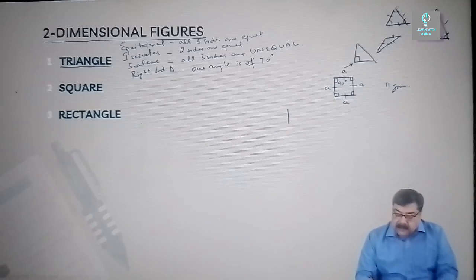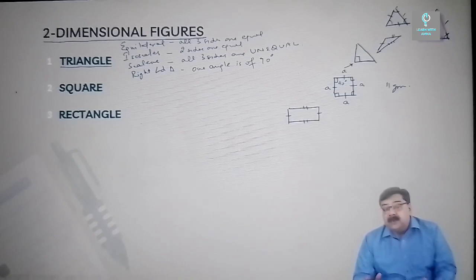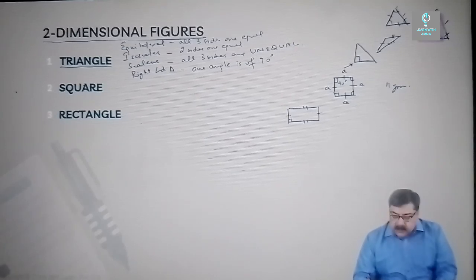Rectangle, another quadrilateral, which is a four-sided closed figure. Opposite sides are equal and parallel, but there are two pairs of equal measures of sides. But there are two pairs of sides which have equal measures, and these two sides in a pair will also be parallel to each other. Needless to say, all the four angles are at 90 degrees.